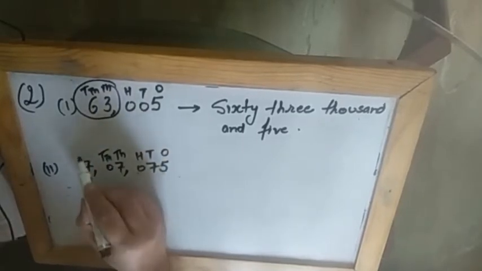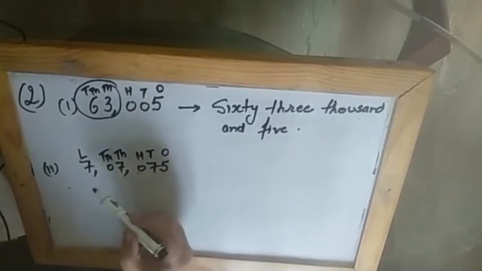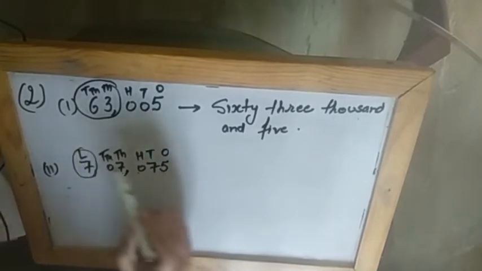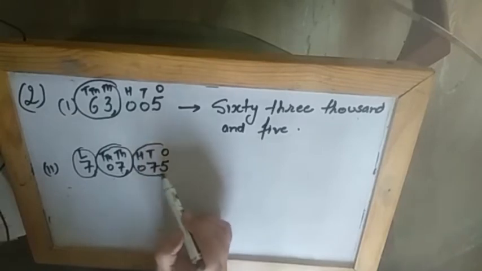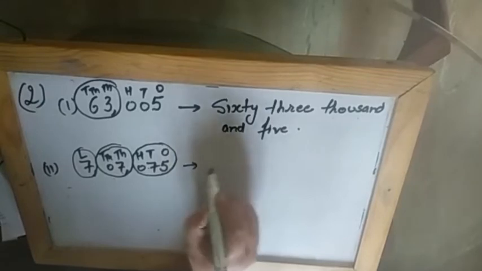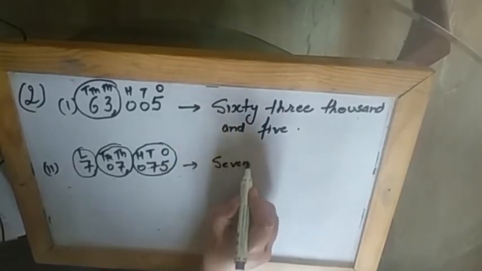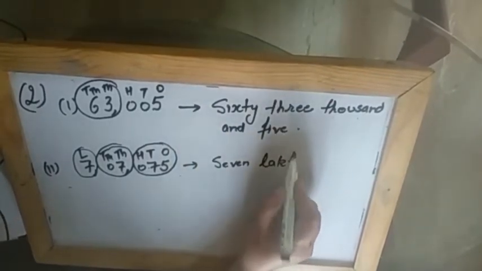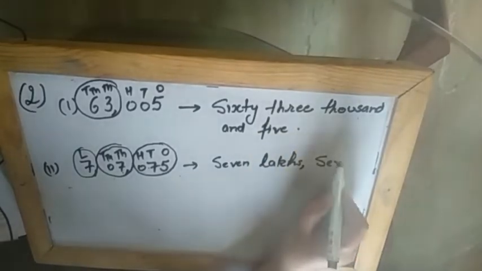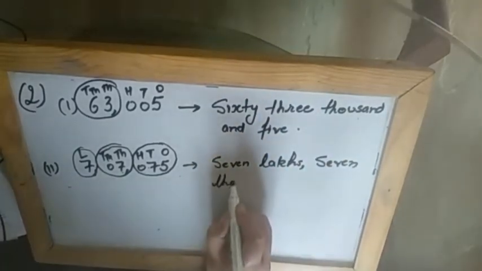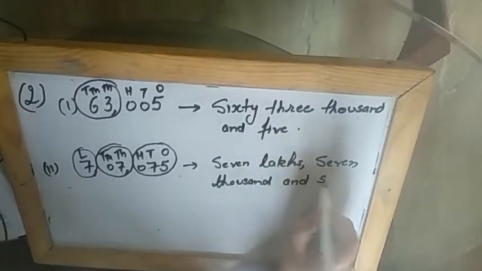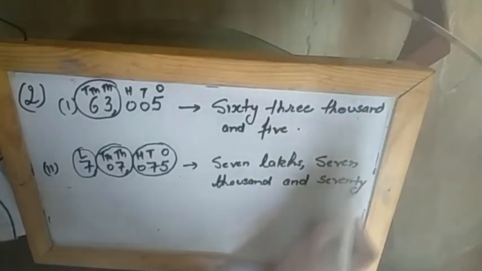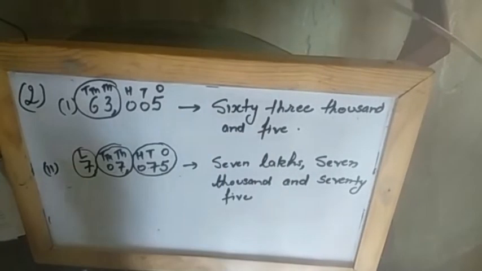So I'll write the place values on the top, 10,000 and lakhs. So what these numbers become is 7 lakhs, okay, and 7,000, and as I told you, the last 2 digits we read together, 75. So in order to write this in words, I'll write 7 lakhs, 7,000 and 75.